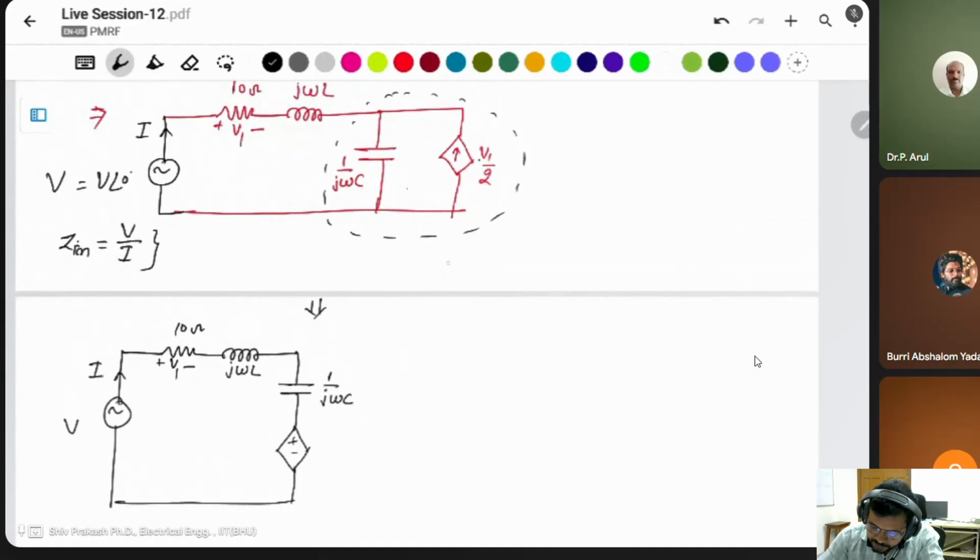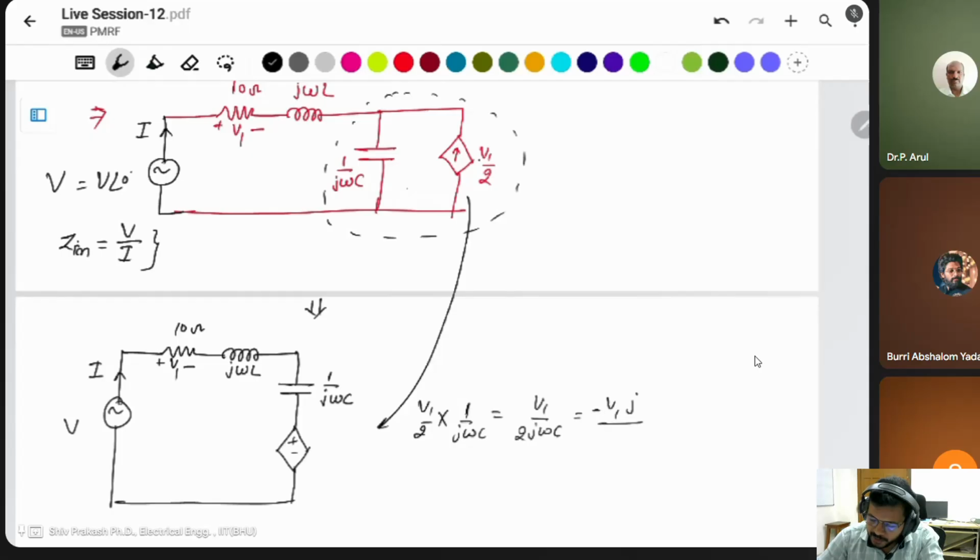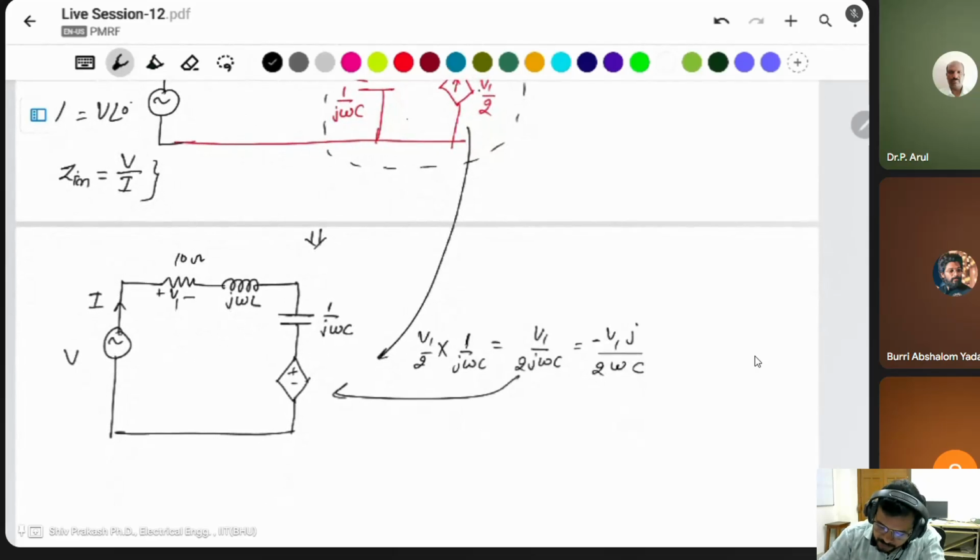Then what is the source? This will be V1 by 2 into the impedance, which is 1 upon j omega C. This will be V1 divided by 2 j omega C. If we multiply j on the upper side, this will be V1 j, minus V1 j divided by 2 omega C. I write this as V1 times j by 2 omega C. It is a simple circuit, all connected in series.